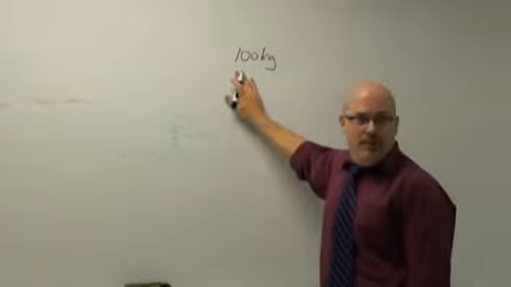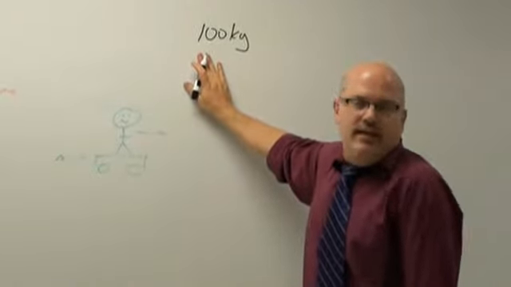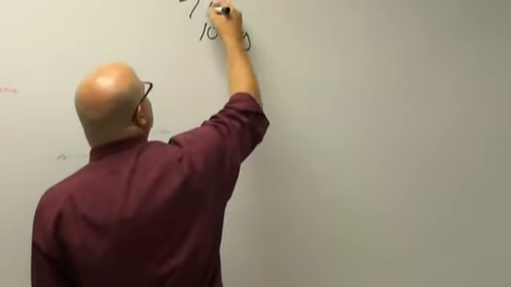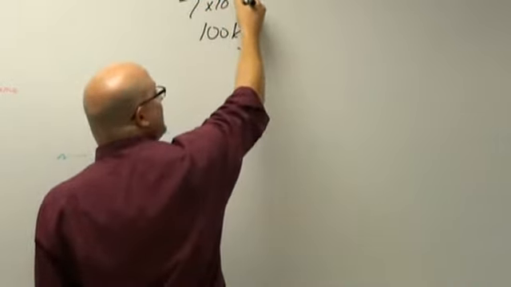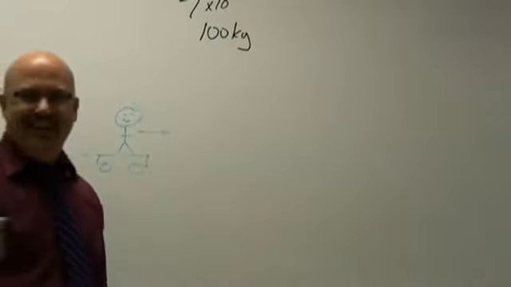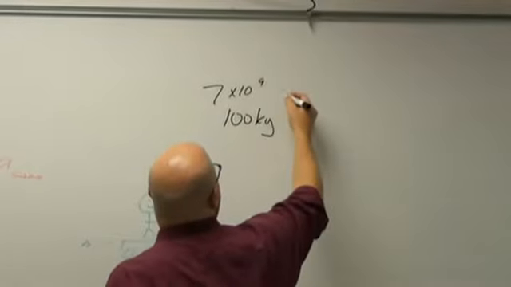And how many people? 6 billion? Actually, it's getting closer to 7. Okay, let's say 7 billion. Times 7 times 10 to the 9. How many is that? That's 9. All right.